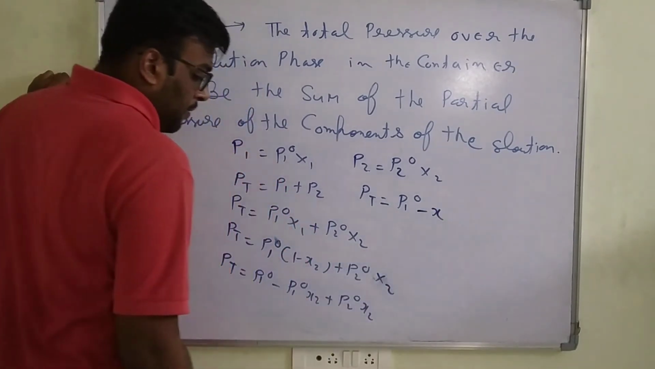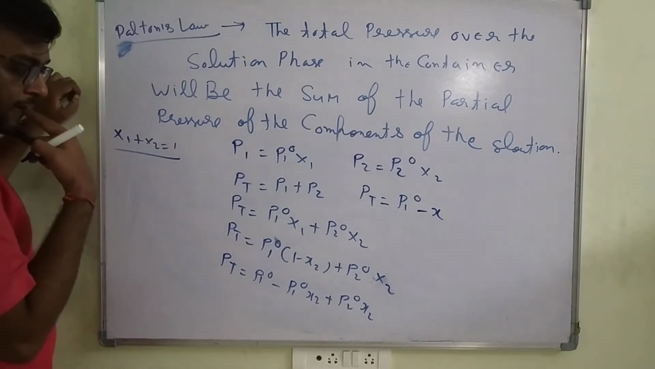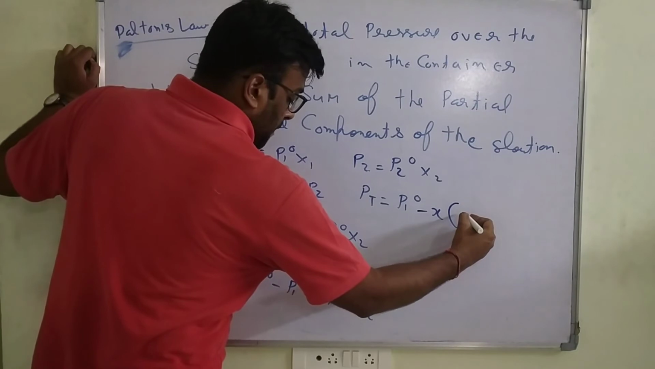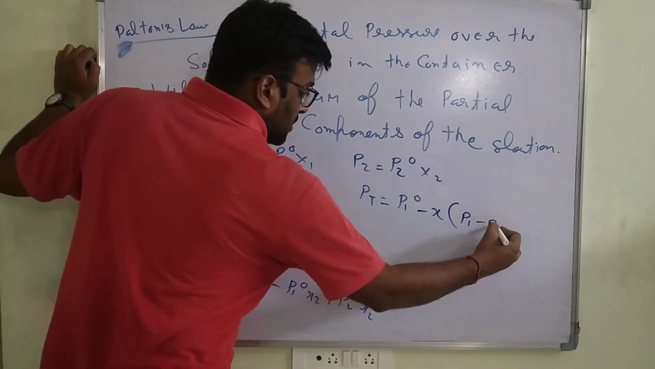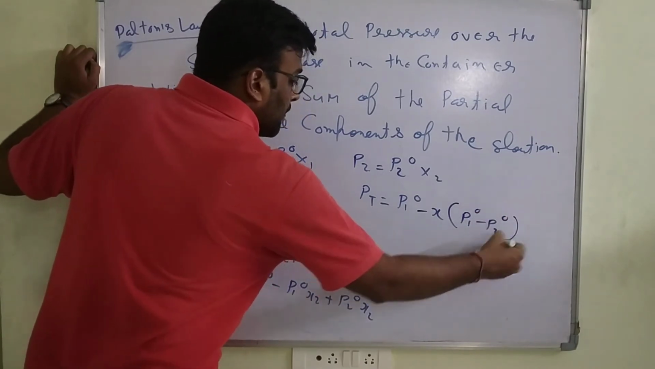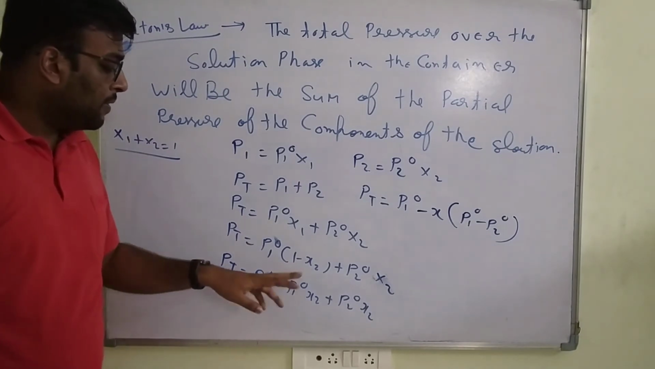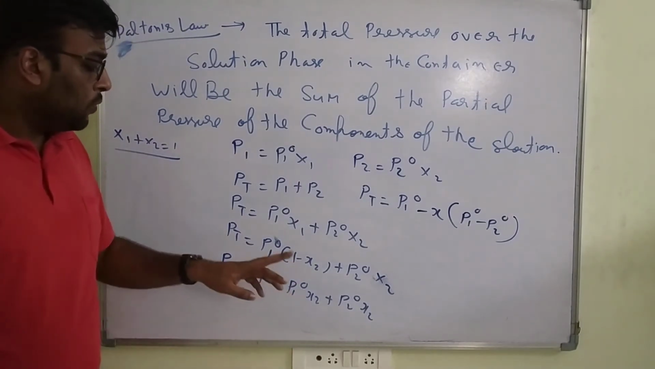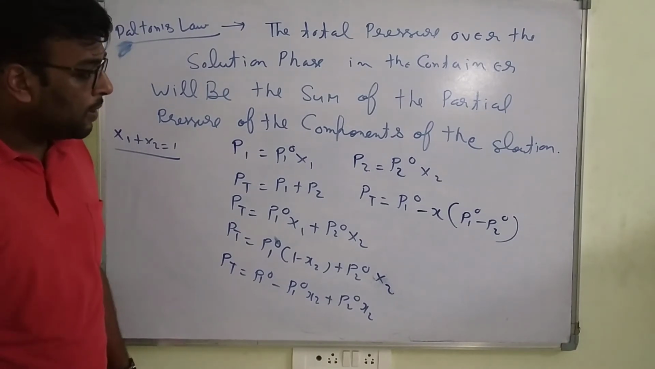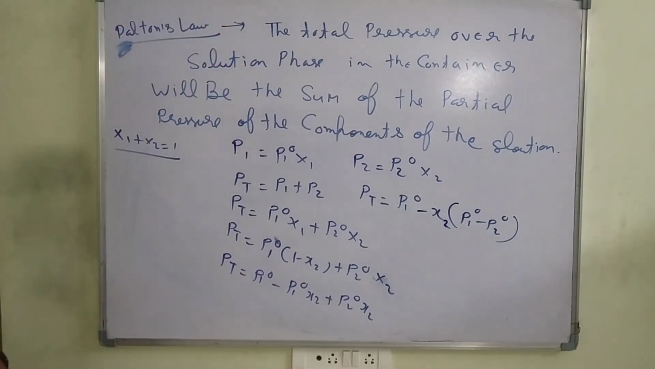Minus x2 is common over here, so the value is P1 naught minus P2 naught. Are you getting my point? I hope you are getting it. I am putting this value: P1 naught times (1 minus x2), plus P1 naught x2 and P2. After that, P1 naught is common, and x2 is common here. Suppose P1 naught and P2 naught.